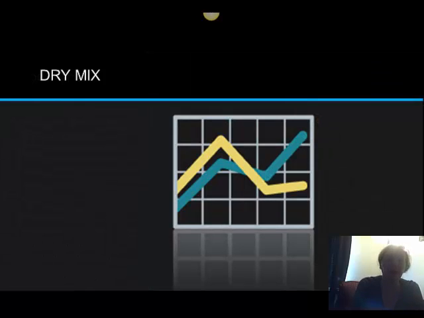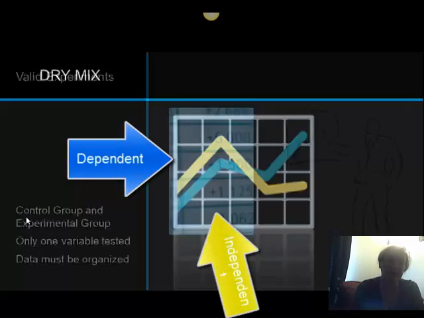I've got up here DRY MIX. It's a real quick little thing to help you remember. D stands for your dependent, also known as your responding, and it goes on the y-axis. M stands for manipulated, also known as independent, and it goes on the x-axis.